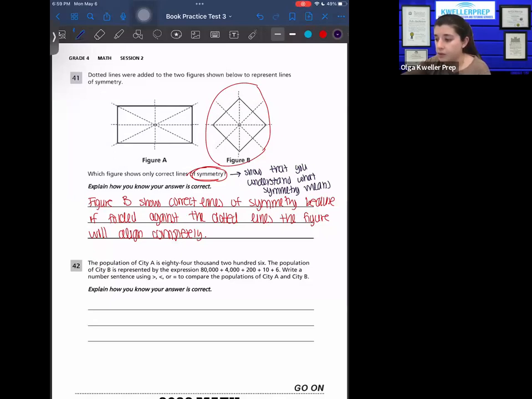Okay. So now we're going to move on to question number 42. So 42 says we have the population of city A is 84,206. Population of city B is expressed by this expression. Write a number sentence to compare the populations of city A and city B and explain how you know your answer is correct.